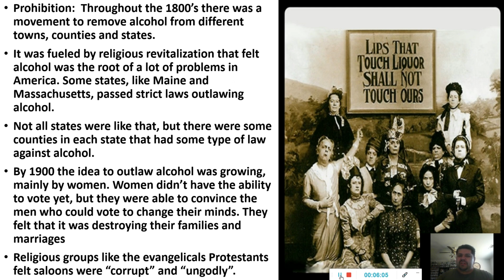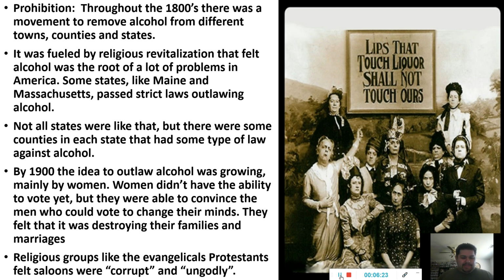And you have to remember, like I said, a lot of women felt that alcohol was destroying their families. So pictures like this, what you see right there, "Lips that touch liquor shall not touch ours," basically saying, you drink, we ain't gonna kiss you.